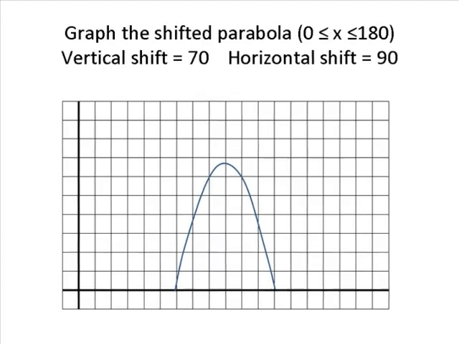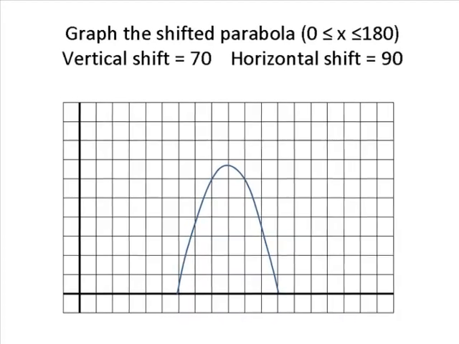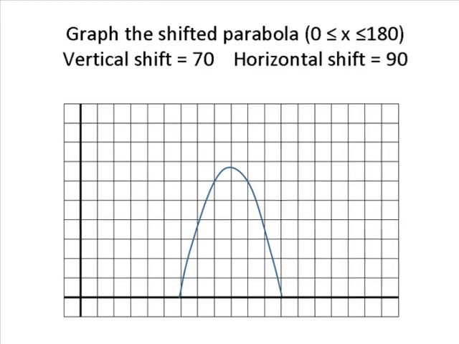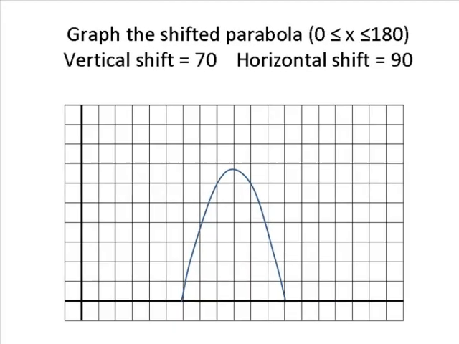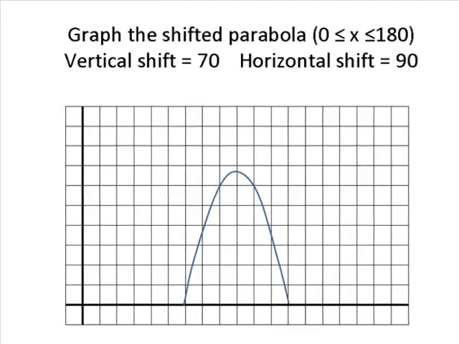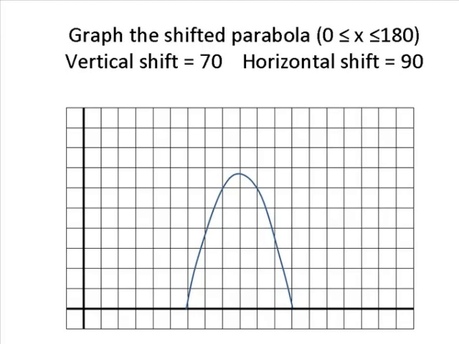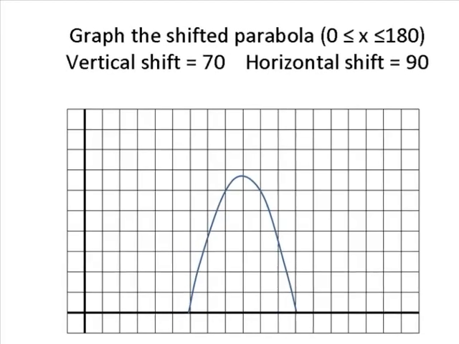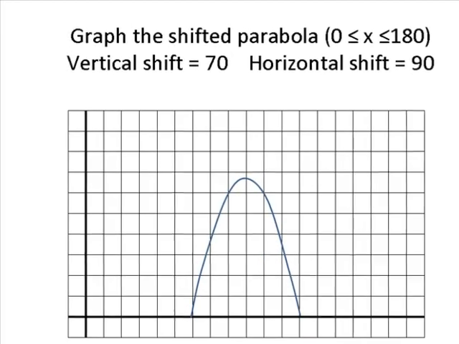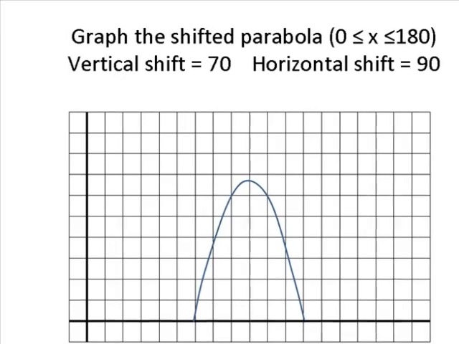So now we're going to take our general parabola, y equals negative x squared, and we're going to have a vertical shift of 70, so we raise it up, and a horizontal shift of 90, which means you're going to scoot it over to the right about 90.